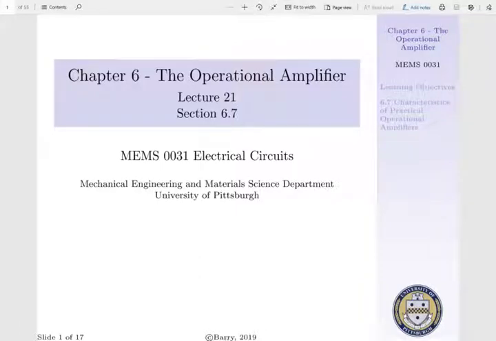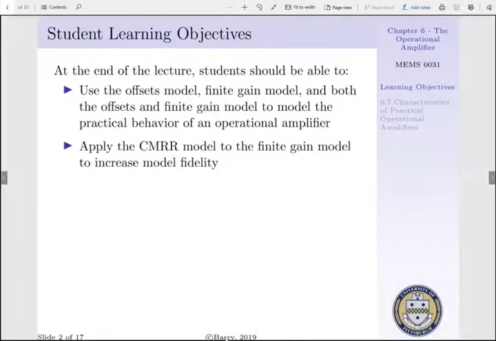Lecture 21 covers section 6.7. At the end of today's lecture, you should be able to use the offsets model, the finite gain model, and both the offsets model and finite gain model to model the practical behavior of an operational amplifier. We will also talk about CMRR, or the common mode rejection ratio, applied to the finite gain model to increase the fidelity of our modeling of operational amplifiers.